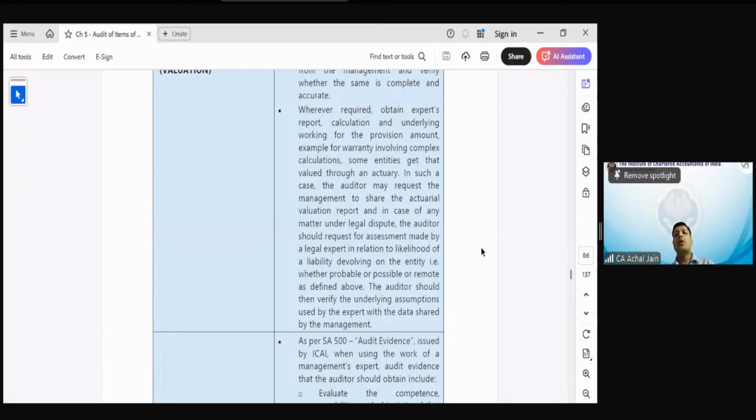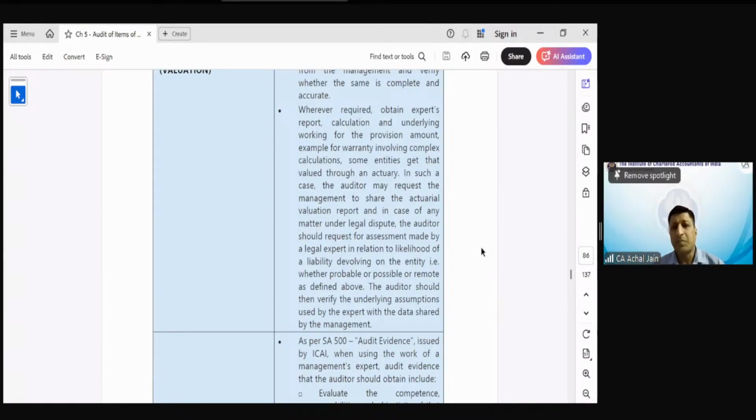Wherever required, obtain the expert's report, calculation and underlying working for the provision amount. So for the workings which are obtained, you will have to check the calculation, whether it is correct or not. Of course calculation is an arithmetical exercise, more of clerical, but you also need to understand whether the company has recorded the correct amount or not.